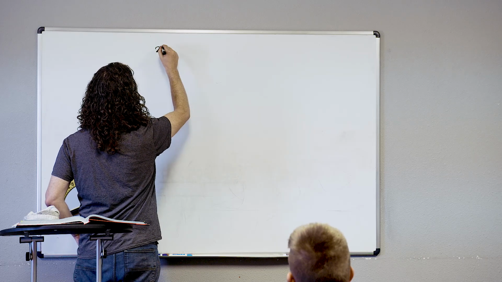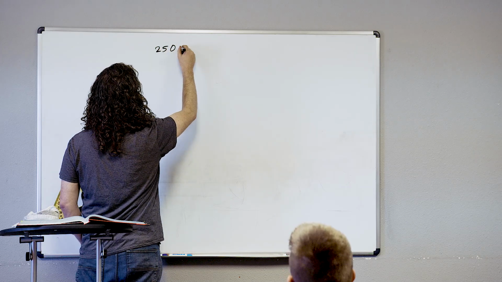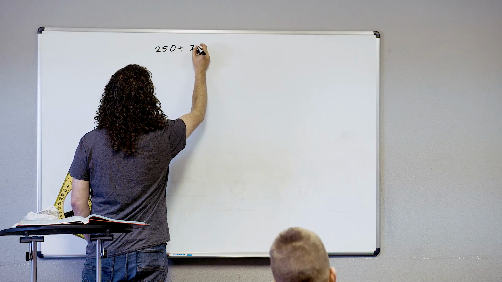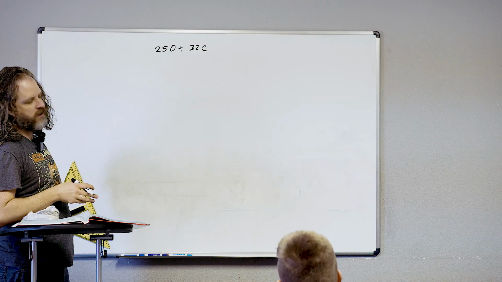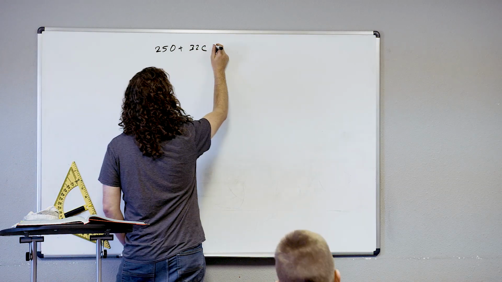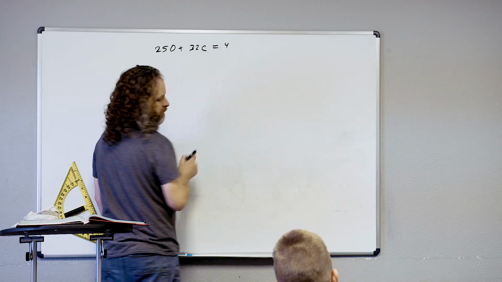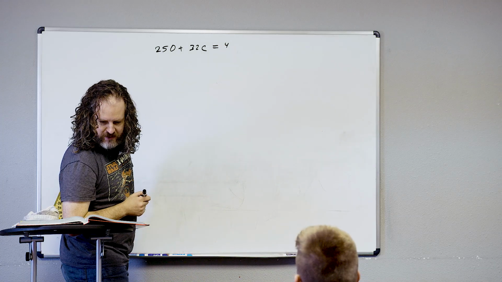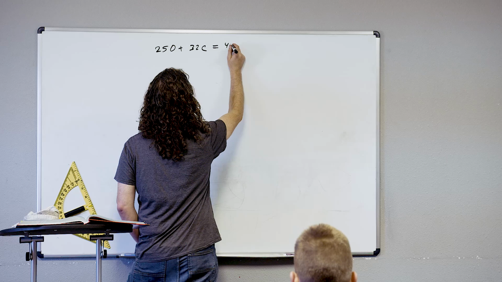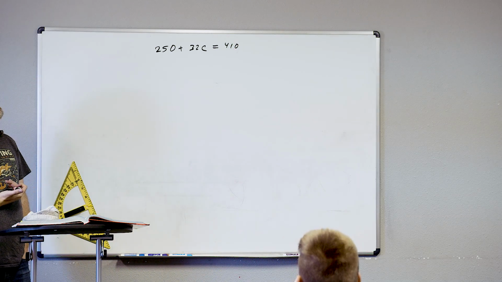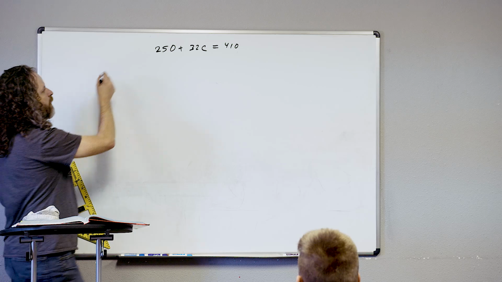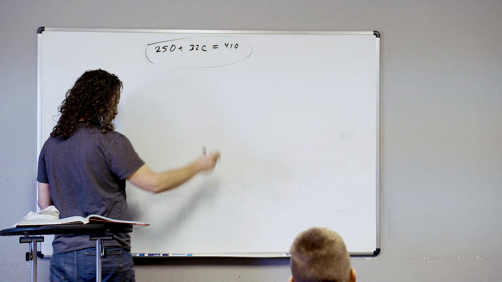So 250 plus $32 per can of paint. And we want that for a $410 job. So we want that to equal $410. So we want to find out how many cans of paint he used. All right, so there's your equation. That's part A. Now to solve that, what would we do?